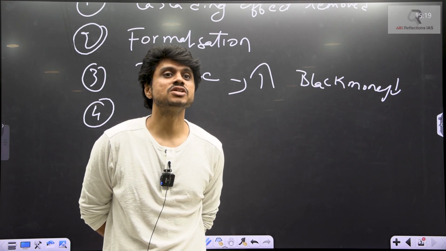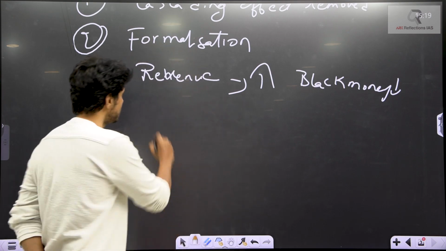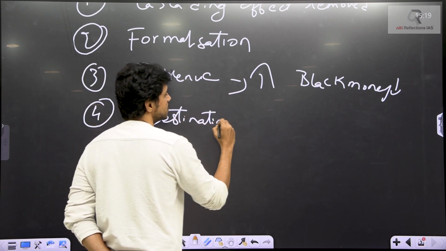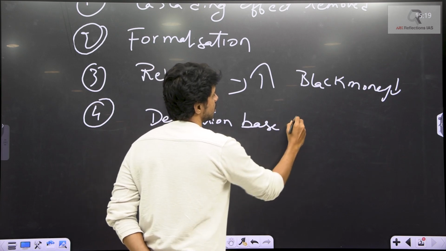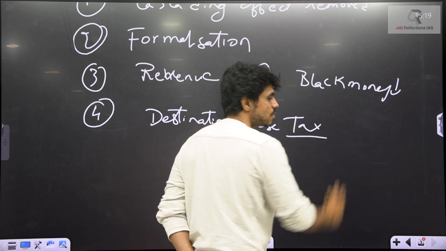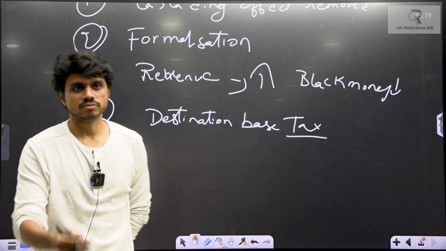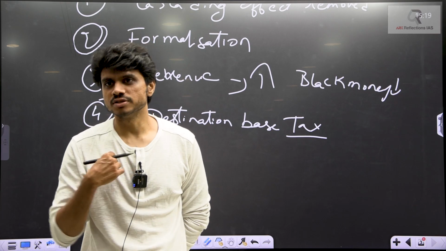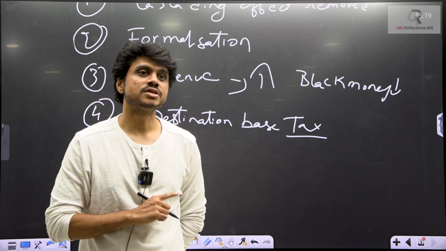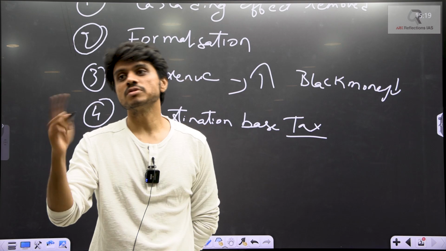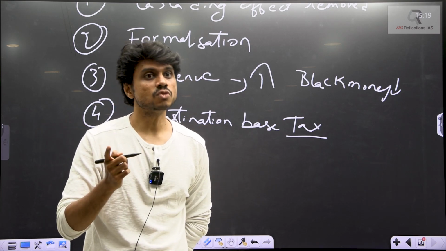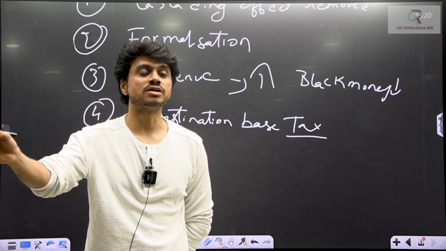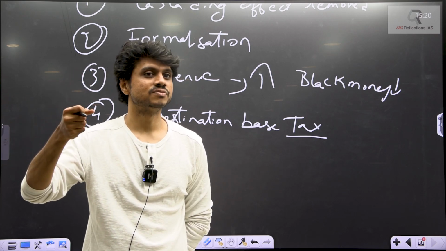Now, this is a destination based tax. Remember this thing, destination based tax. What does it mean? Suppose in Hyderabad we are manufacturing an item, let's say a shirt, but I am selling it in Jharkhand. Someone from Jharkhand has ordered the shirt. So the final purchase is happening, the final destination is Jharkhand, so Jharkhand will receive the money.